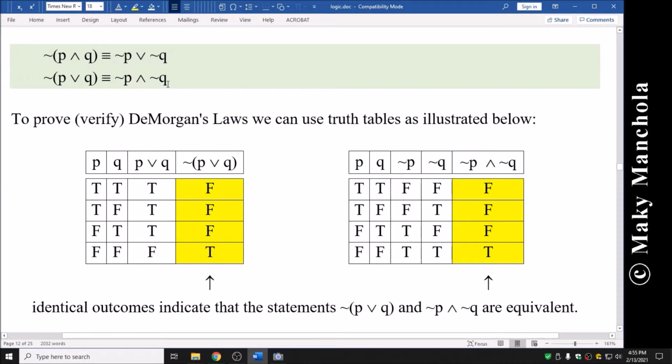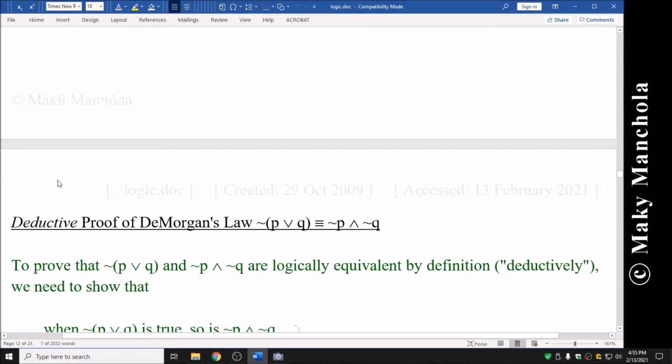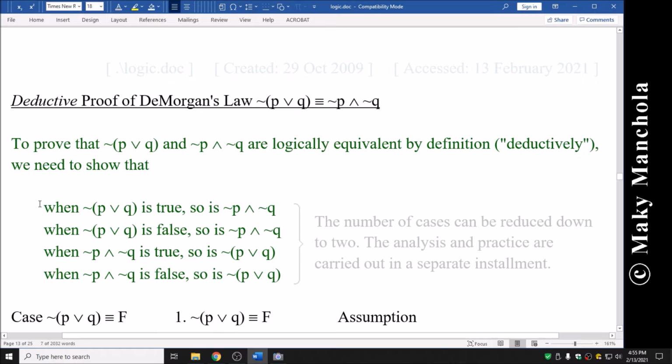Then, if the expression on the right side is true, so is the expression on the left side. If the expression on the right side is false, so is the expression on the left side. So here we have a summary of that. To prove that the negation of P or Q and the negation of P and negation of Q are logically equivalent by definition, deductively, we need to show these four conditions hold.